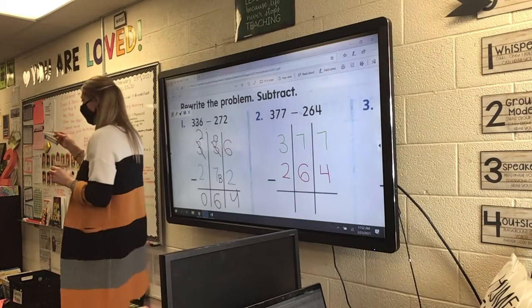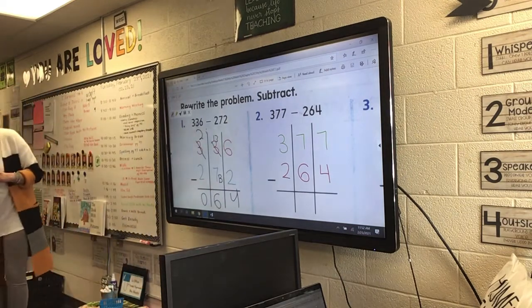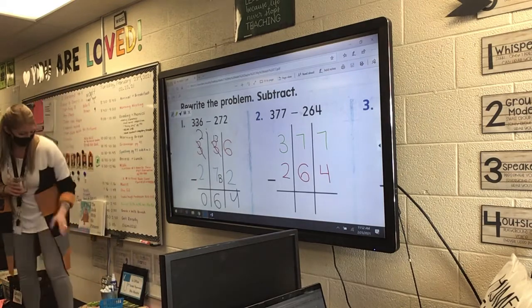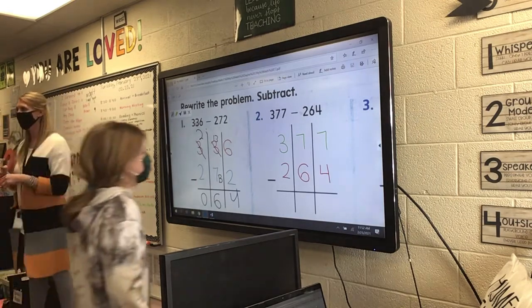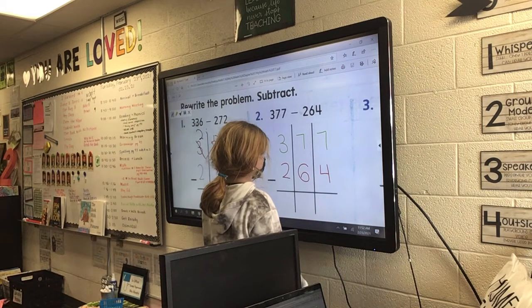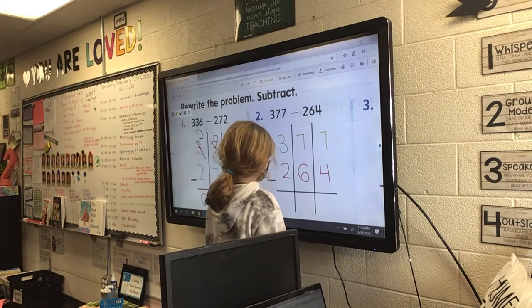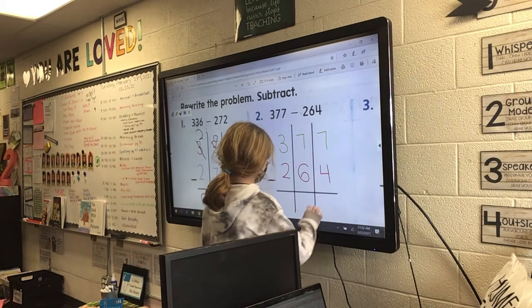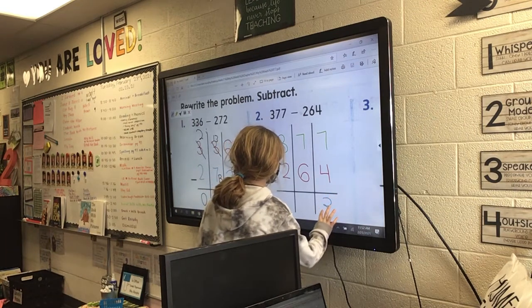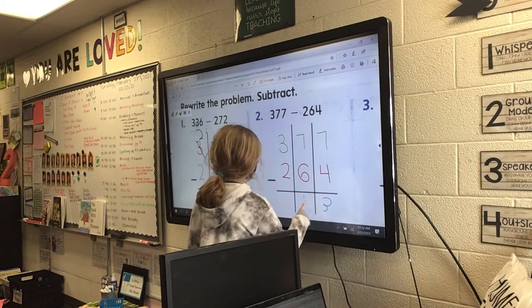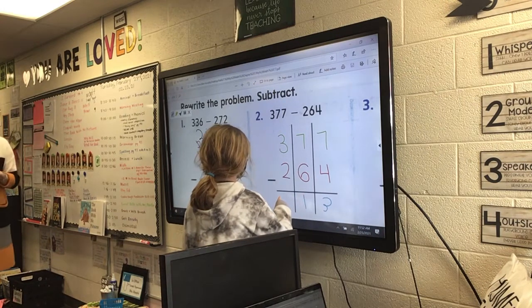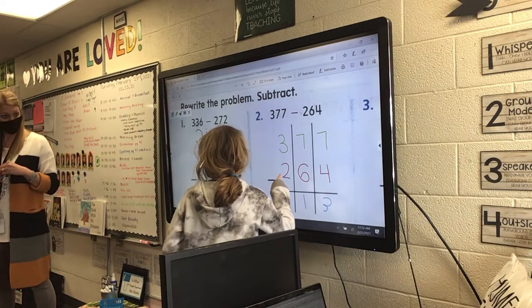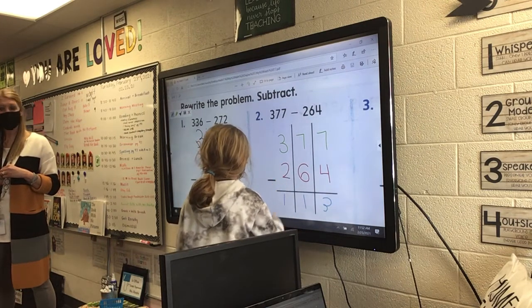All right, let's draw a stick. How about Addie? Yes. All right. You haven't been up here for a while? All right, Addie's going to start with the 1. 7 minus 4. What is that, Addie? You can do that. Good job. 7 minus 4 is 3. 7 minus 6 is 1 in the tens. 3 minus 2 is 1.